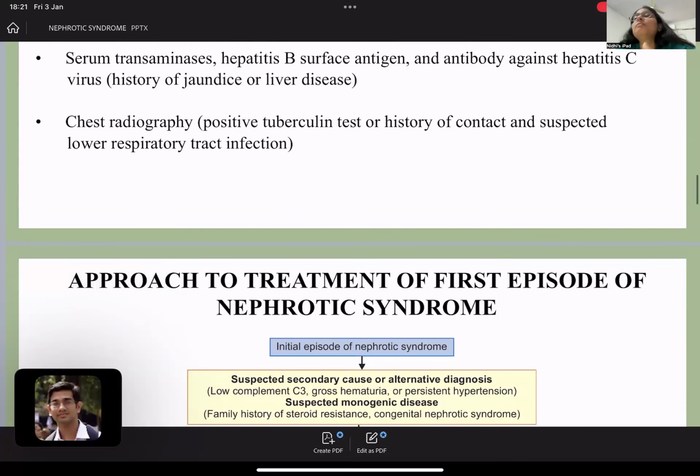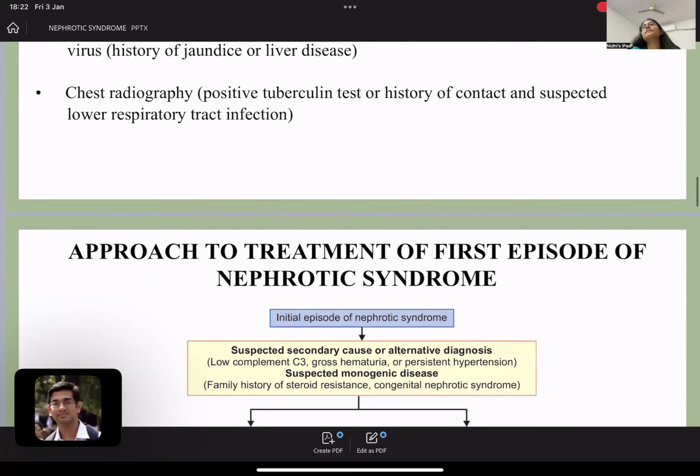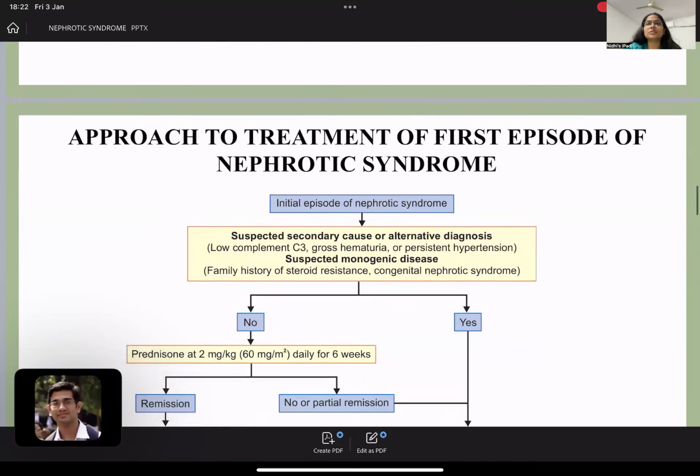And if there has been a positive tuberculin test, or there's a history of contact, and a suspected lower respiratory tract infection, then we also get a chest X-ray done to see if there is any latent TB infection. If a latent TB infection is confirmed, then when we start steroids, we also give prophylactic isoniazid therapy to the patient so that they do not land up in tuberculosis.